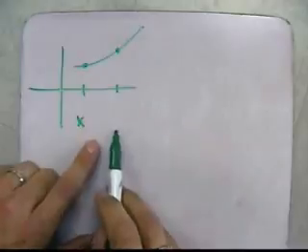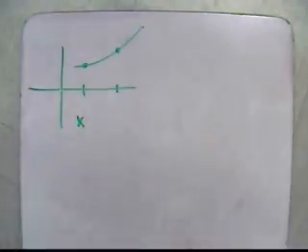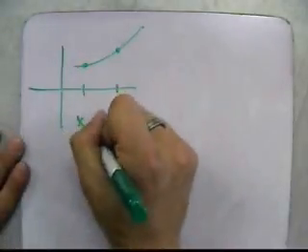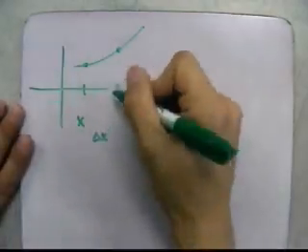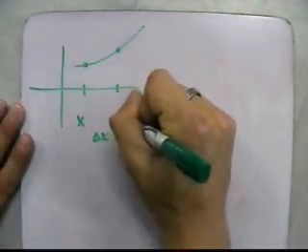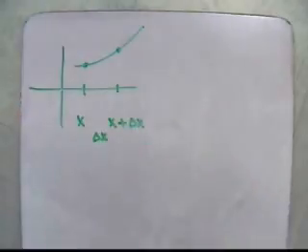Now the second x value is going to have some delta x change. I want some distance there, right? So this distance right here is going to be my delta x, whatever I decide to change my x. And usually that delta x is pretty small, right? I just want to change it just a little bit. This x value now is going to be my x plus delta x.